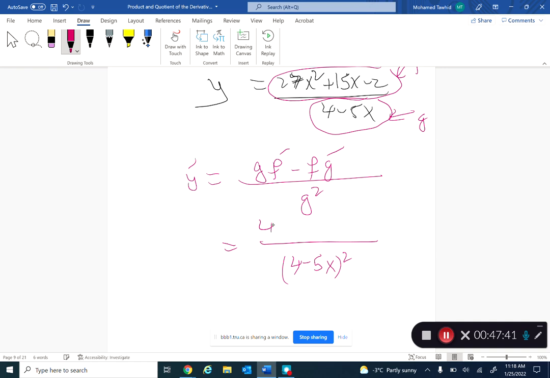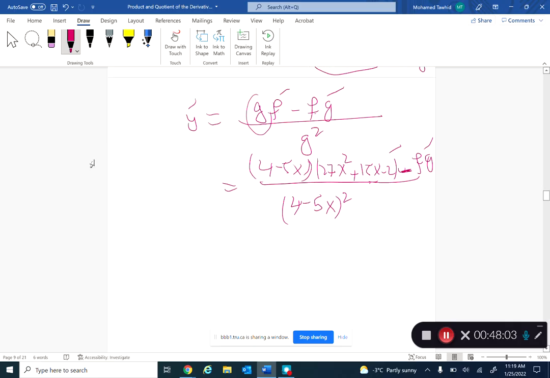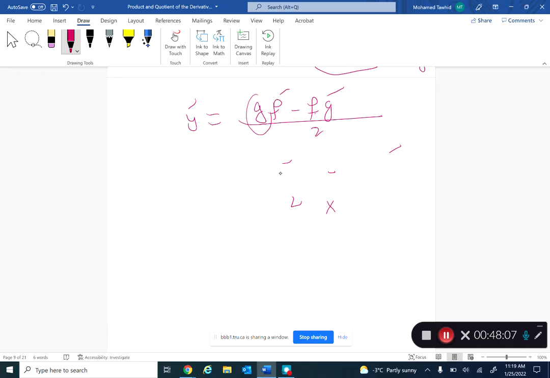G, which is 4 minus 5x, that is your g, 4 minus 5x multiplied by f prime. What is f prime? 27x squared plus 15x minus 2, prime. There is no room here, so you have minus. I should write f g prime, right? So here, I should move it up a little bit so that you can see the whole rule here.